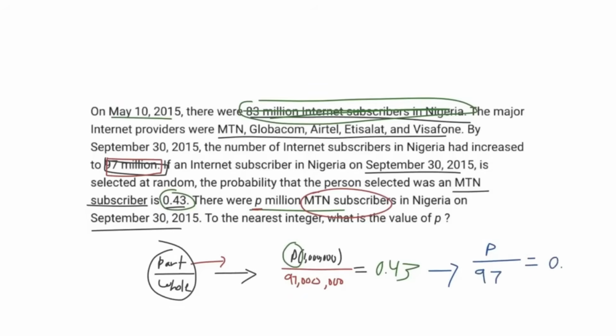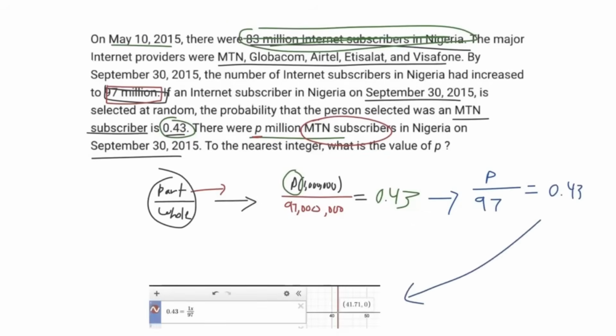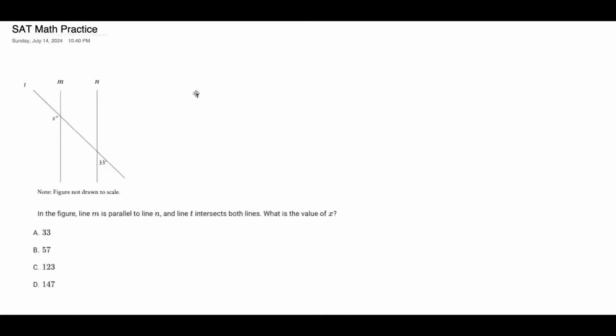equals 0.43. And so you just chuck this into Desmos. I rewrote it differently, but essentially you just chuck it into Desmos and find the value of P, or you can name it X. Find an intersection here, we can see is 41.71. We want to the nearest integer the value of P, and therefore our answer here is going to be P equals 42.